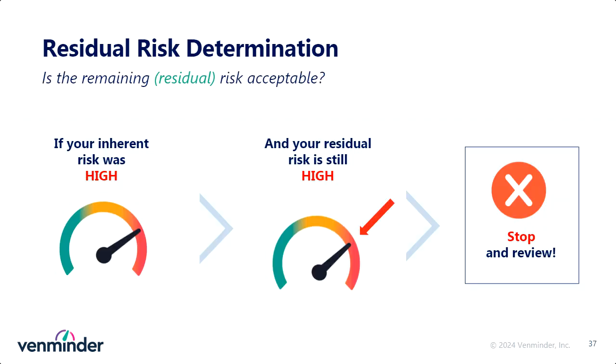Okay, let's look at two different examples of a residual risk determination. This first one shows a high level of inherent risk and also a high level of residual risk. In other words, you haven't been able to mitigate the inherent risk and there's no change in the residual risk rating. This would be a good time to stop and review the risk handling technique you're using just to ensure you haven't overlooked any additional controls that you can implement.